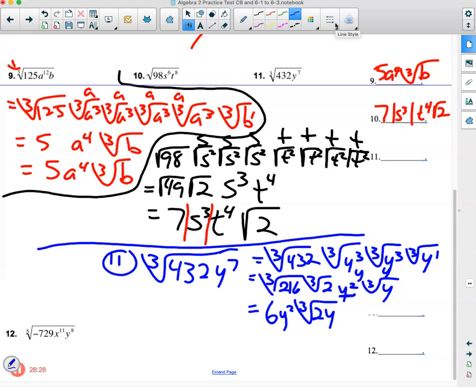Then you ask yourself, do I need absolute value bars on number 11? And the answer to that is no, it was a cube root. Cube root, that's odd. That does not require absolute value bars.